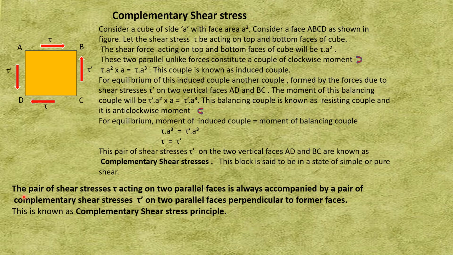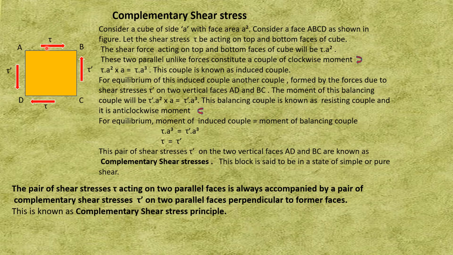The pair of shear stresses tau acting on two parallel faces is always accompanied by a pair of complementary shear stresses tau dash on two parallel faces perpendicular to the former faces, and this is known as the complementary shear stress principle. So this pair of shear stresses tau dash is developed automatically, and only if it is developed will the body be in equilibrium.